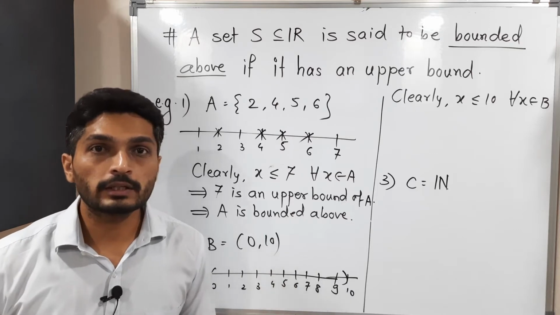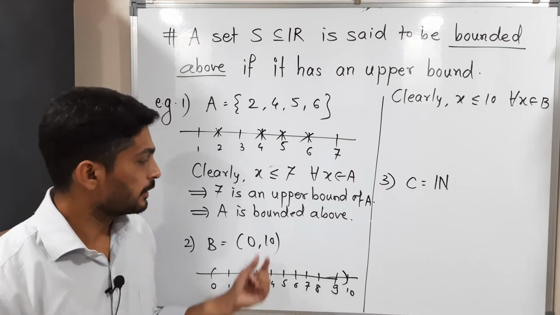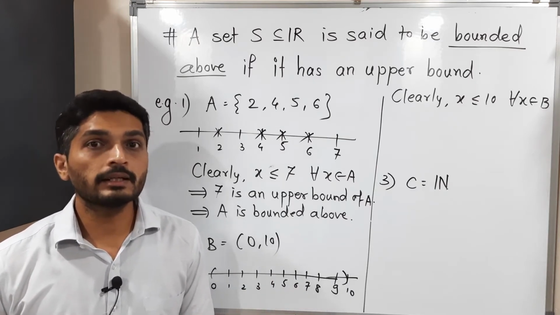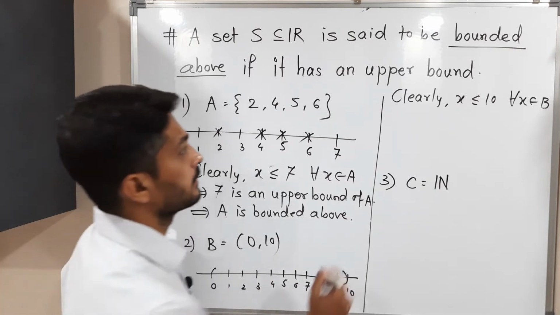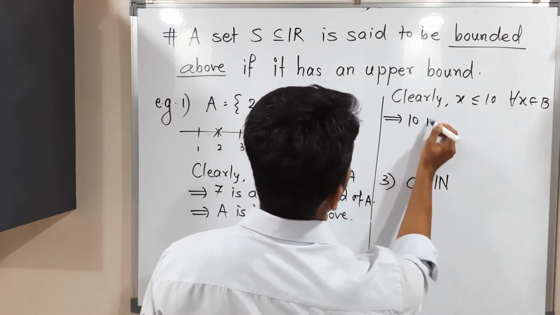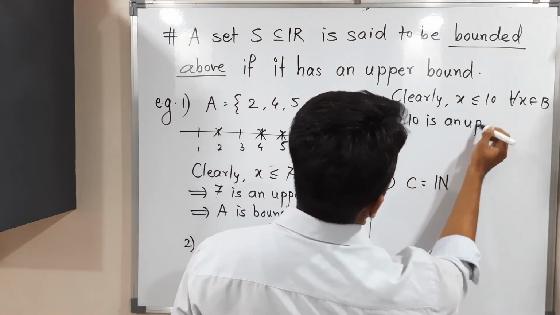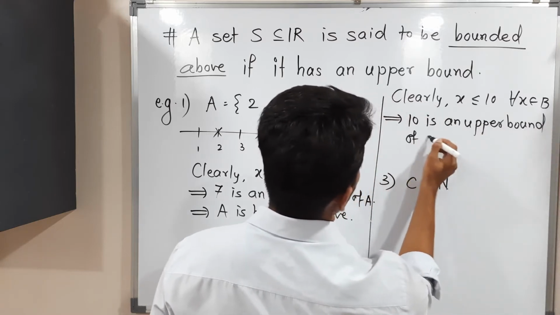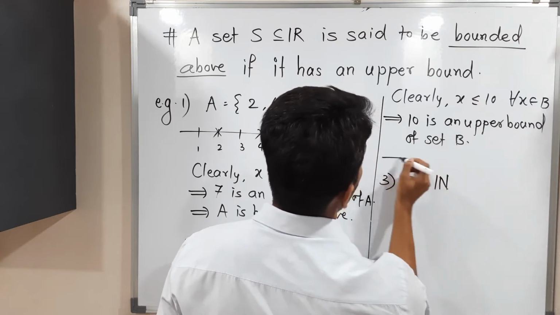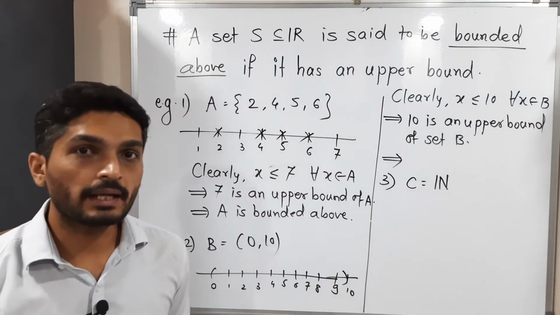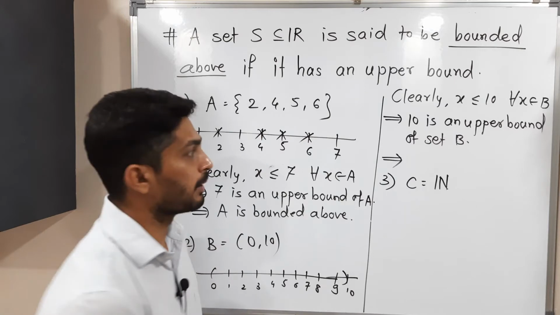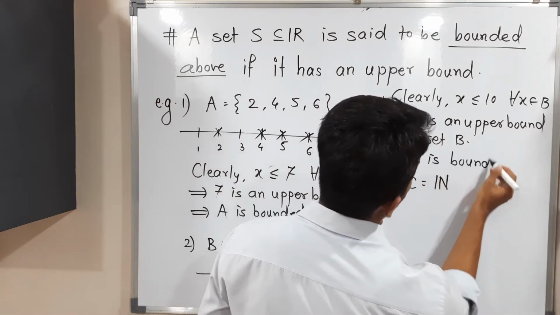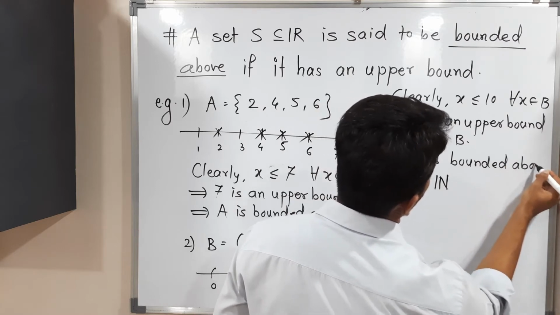An open interval does not contain its boundary points, that is, endpoints. So therefore all elements are clearly less than 10. So we can declare 10 is an upper bound of set B. What it means is that set B has an upper bound. Therefore set B is bounded above. So this is a very important thing we have got here.